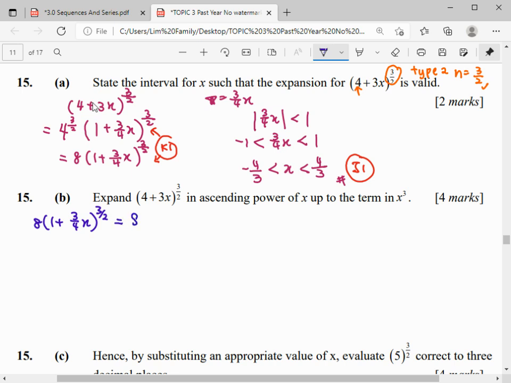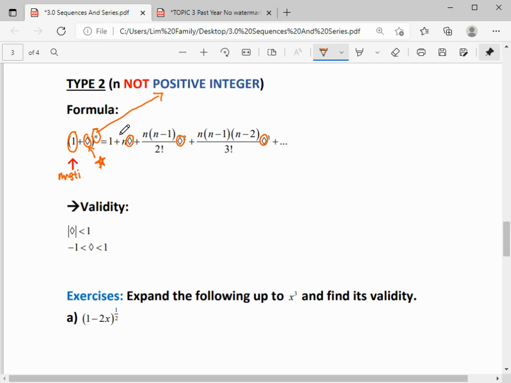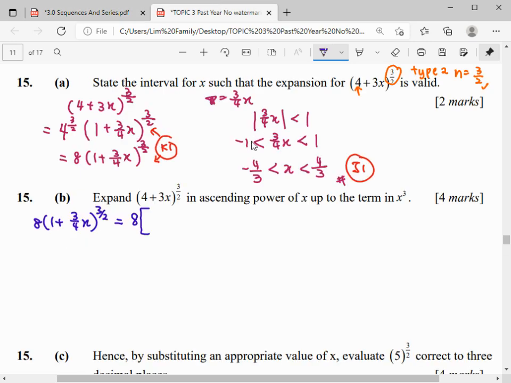So number 8 at the front. Number 8 is not in the expansion. Number 8 is just a coefficient in front here, just a multiplier in front. So we will start to expand this with this formula: 1, n times the thing being expanded, n minus 1, 2 factorial, expanded. Okay, so we write out the formula.